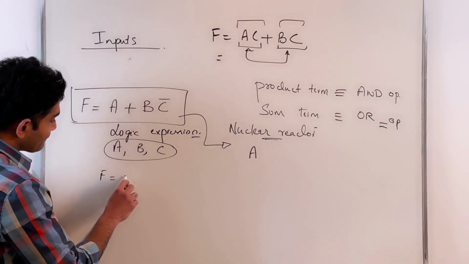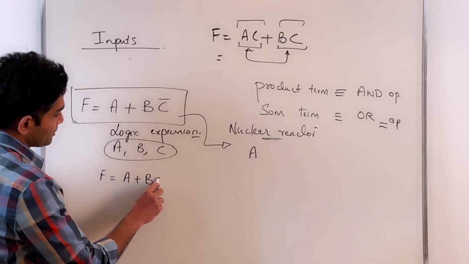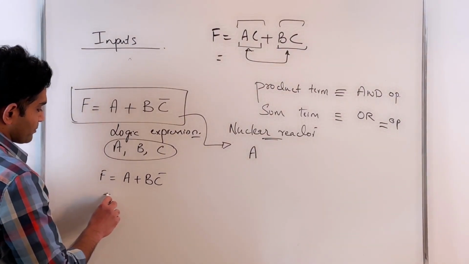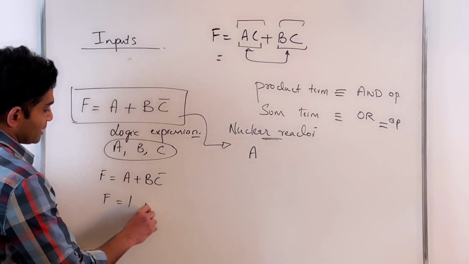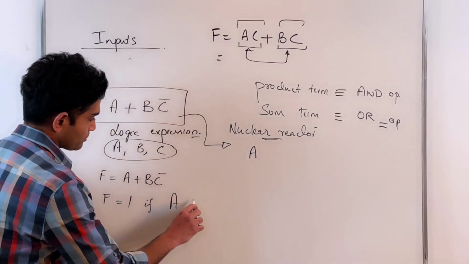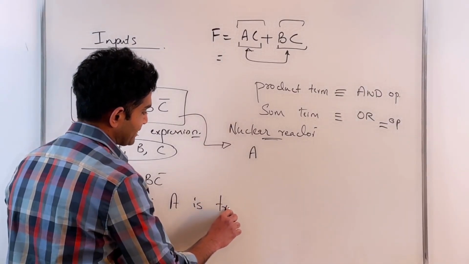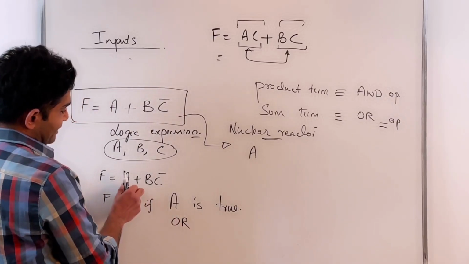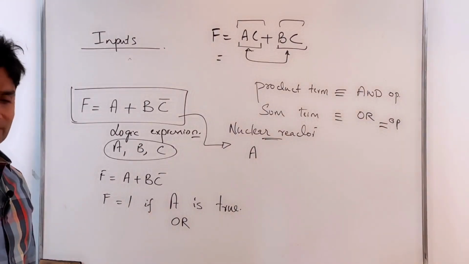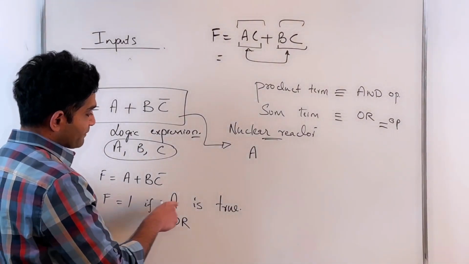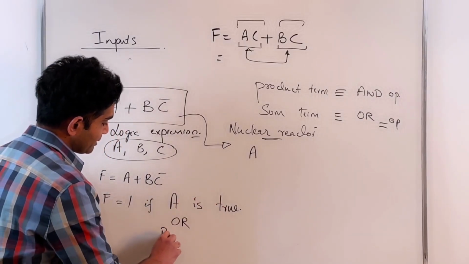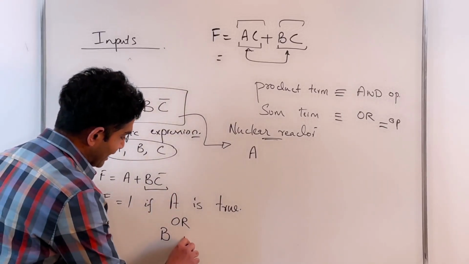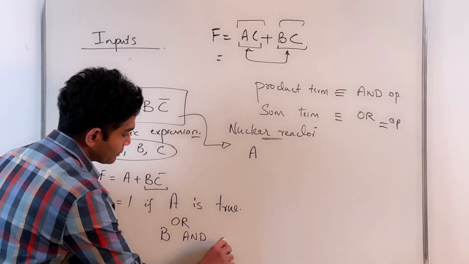If F is A plus B C prime, the logical statement corresponding to that would be F is true if A is true, right? So A takes the precedence. As long as A is true, then you don't have to worry about what happens to B and C. So F is true if A is true, or B, because now B and C are coupled together. So B and not C are true.